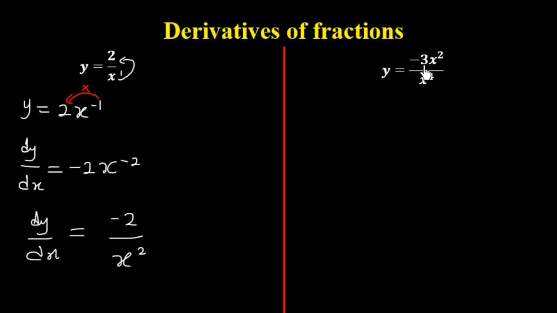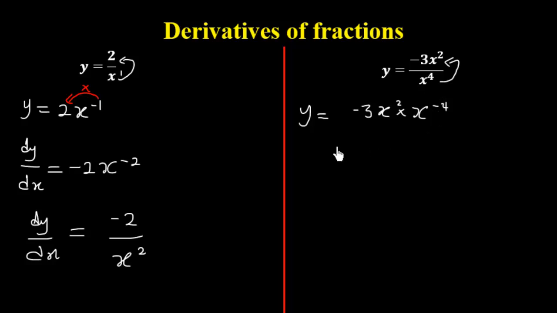Now let's look at another question. y equals negative 3x squared over x to the power 4. Once again, we are going to move this x from the denominator side to become a numerator, and the sign of the exponent 4 will change from positive to negative. So we have our function y equals negative 3x squared multiplying x to the power negative 4. The moment x to the power 4 moves from the denominator side to the numerator side, the sign of positive 4 changes to negative 4.